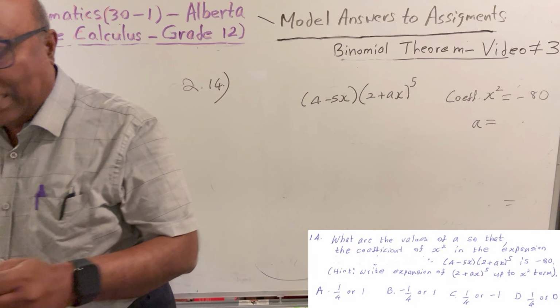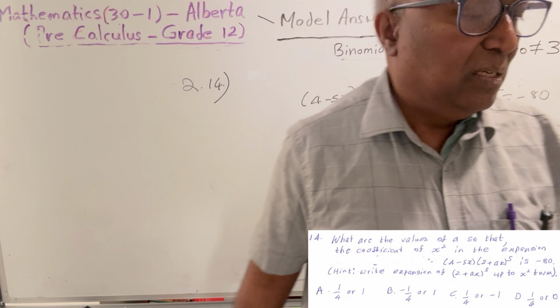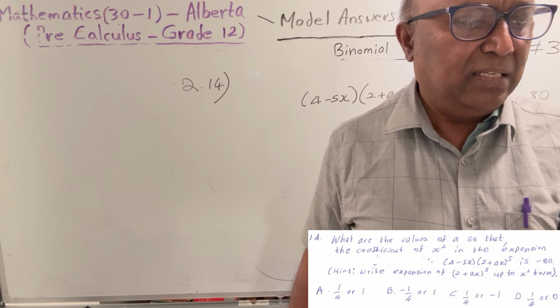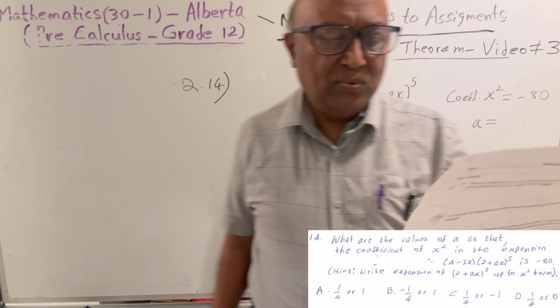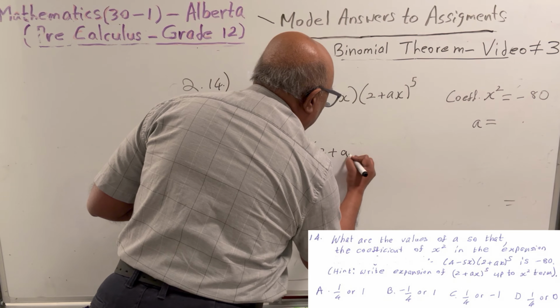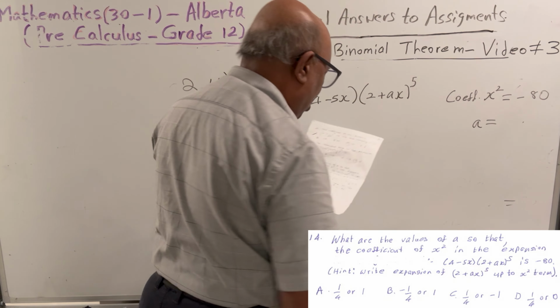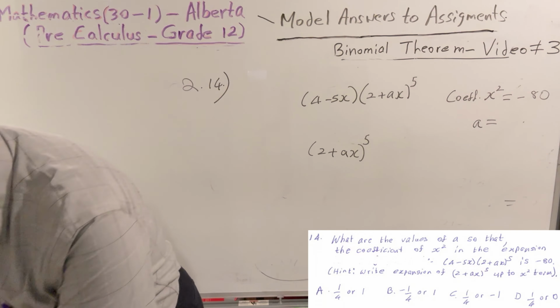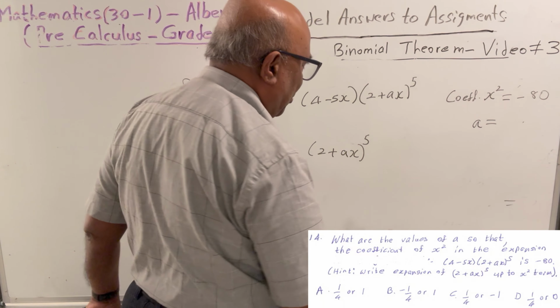Okay, this is a kind of challenging question, but within brackets they have given a hint. Write the expansion of (2 + ax)^5 up to x squared. That may be useful. Let's write this expansion.